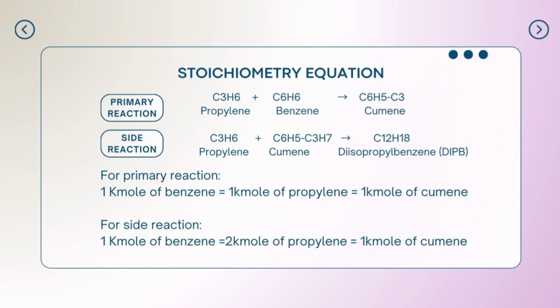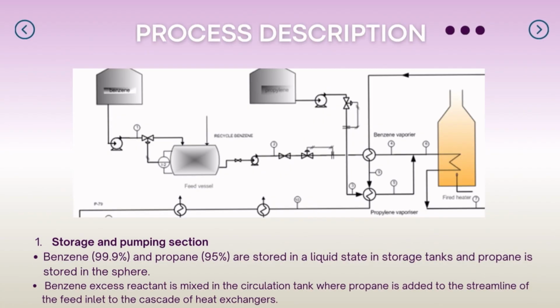And the stoichiometry equation for this chemical reaction: for the primary reaction, 1 kmol of benzene equals 1 kmol of propylene equals 1 kmol of cumene. Meanwhile, for the side reaction, 1 kmol of benzene equals 2 kmol of propylene equals 1 kmol of cumene.